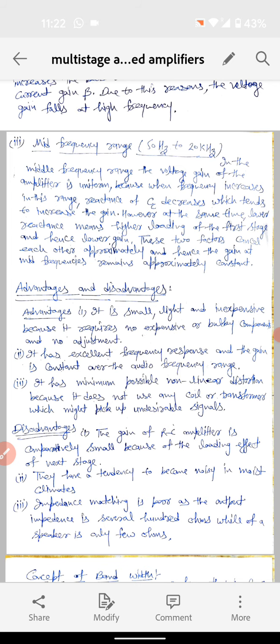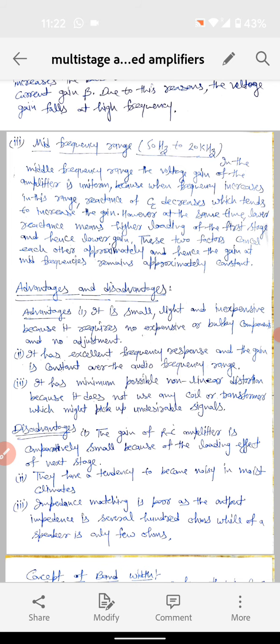Now we come to the advantages and disadvantages of this RC coupled amplifier. A few advantages we have already discussed in the starting. First of all, it is small, light and inexpensive, because it requires no expensive or bulky components, and no adjustment is needed. We only need to add resistances and capacitances. No bulky components to enhance the gain.